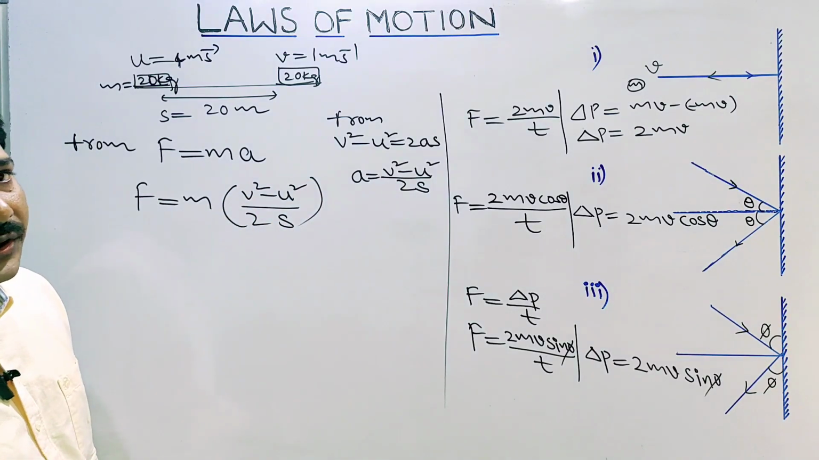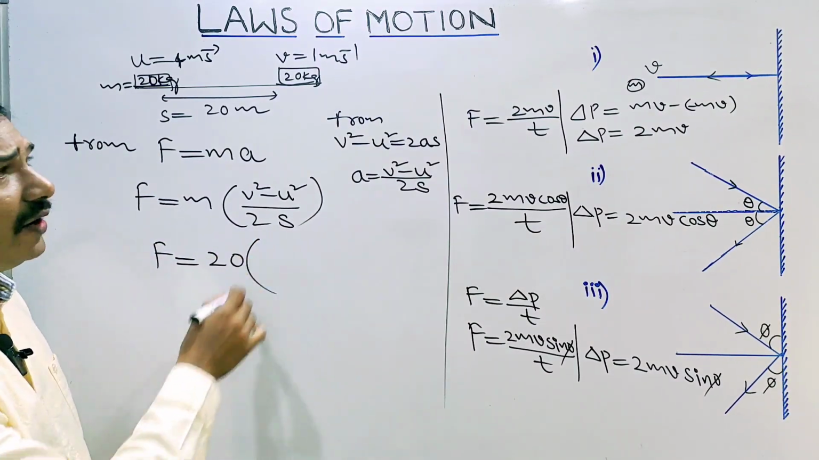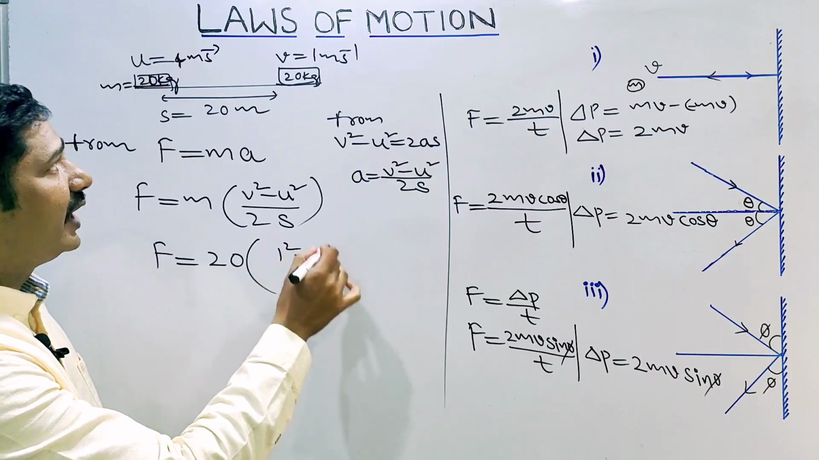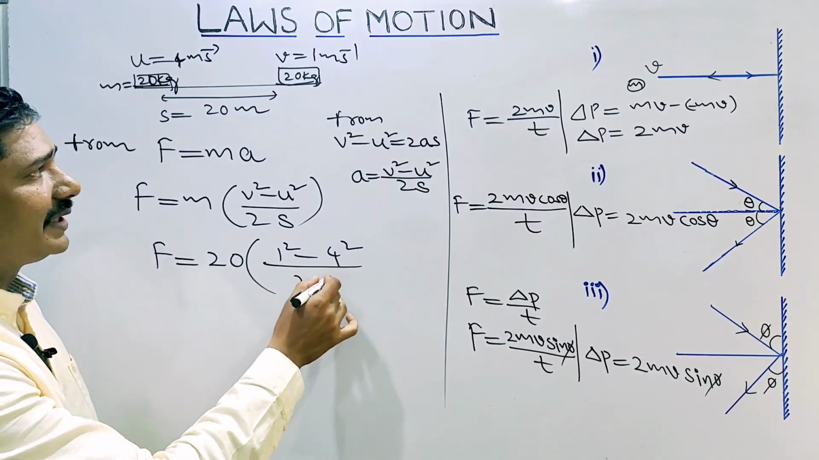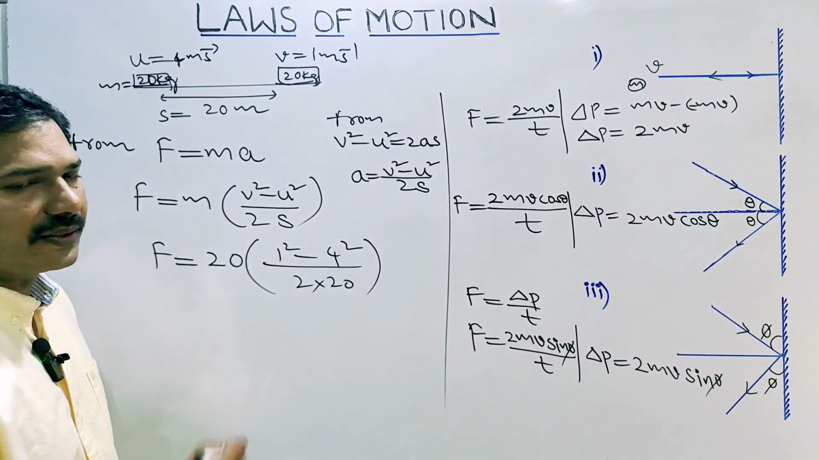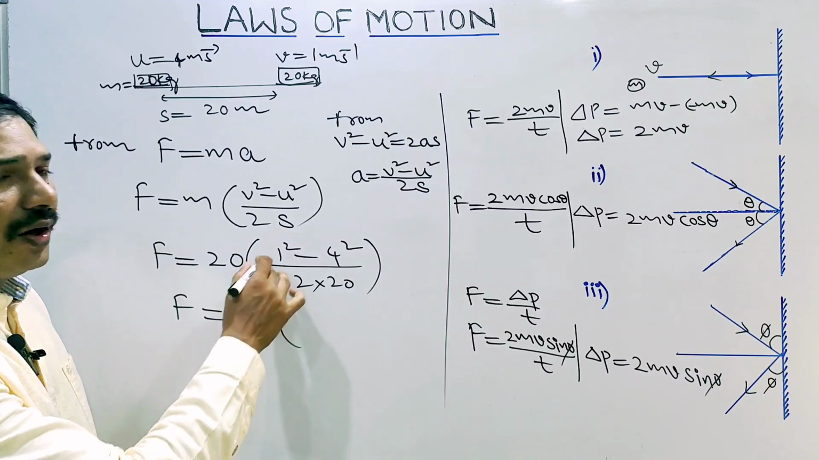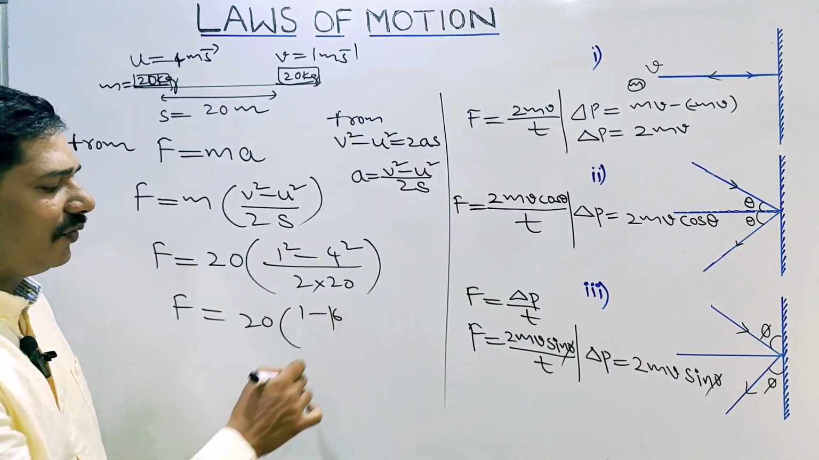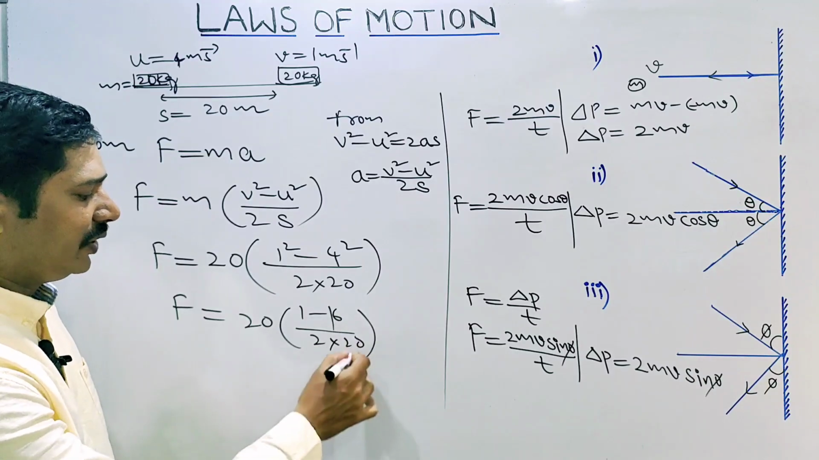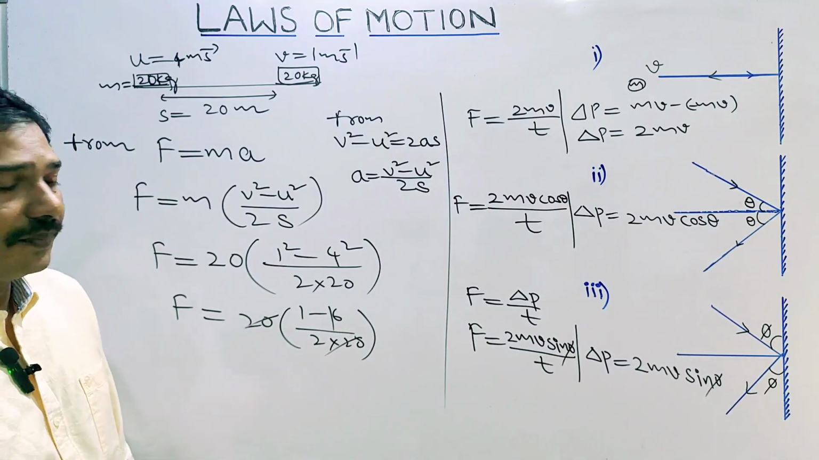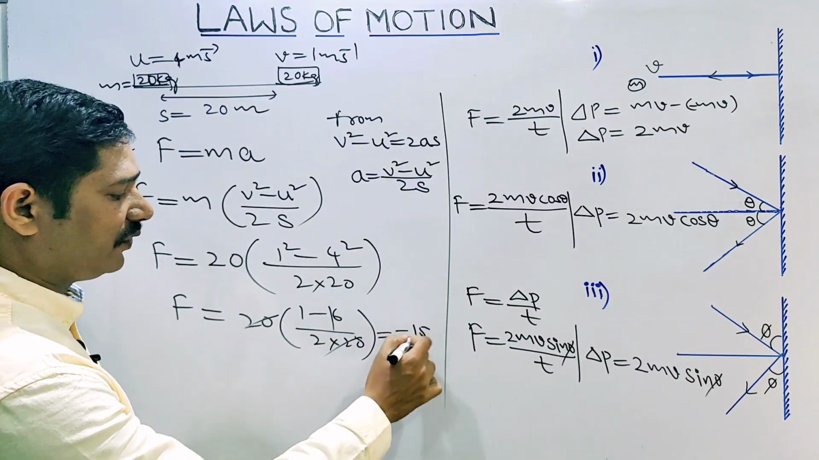Substitute the values. F equal to m, that is 20 kilograms, into v square, that is 1 square, minus u square, 4 square, by 2 into s, that is 20 meters. So F equal to 20 into 1 square, 1 only, minus 4 square, that is 16, by 2 into 20. The 20 and 20 get cancelled. Minus 16 means minus 15 by 2.